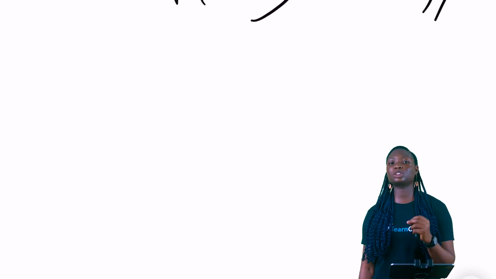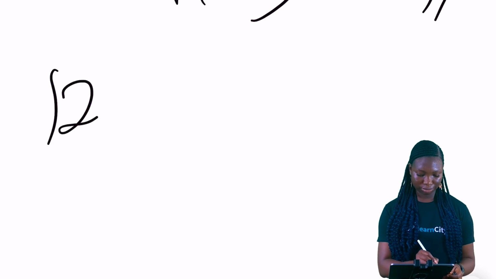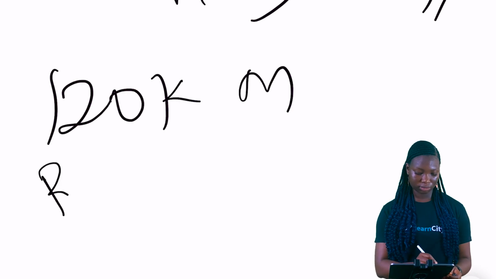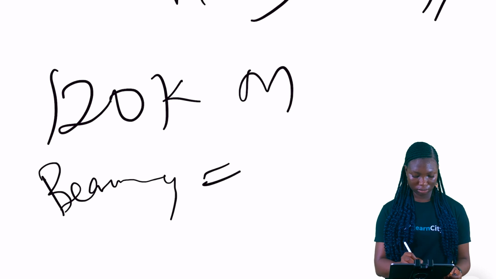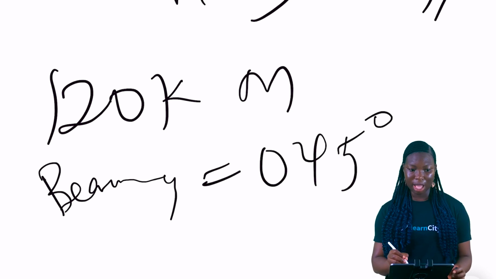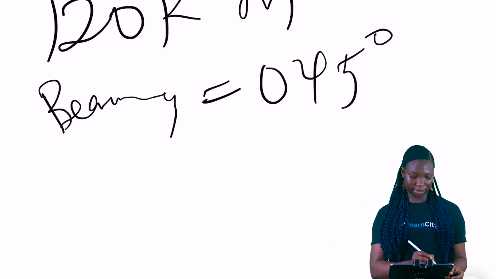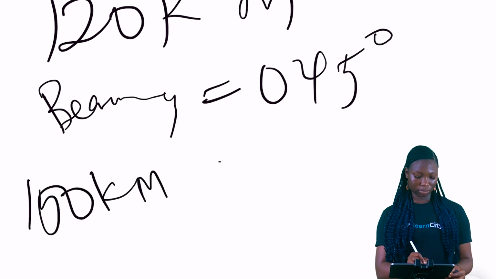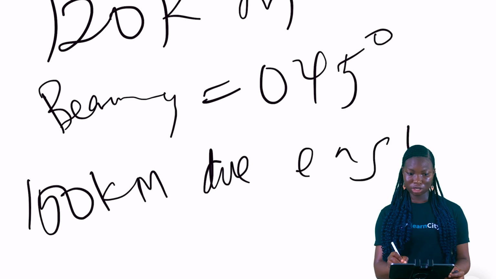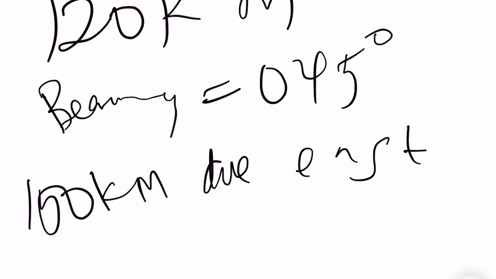And moving to the third example under bearing, our question says a plane flies 120 km on a bearing of 045 degrees, and then flies 150 kilometers due east. How far east of the starting point is the plane?